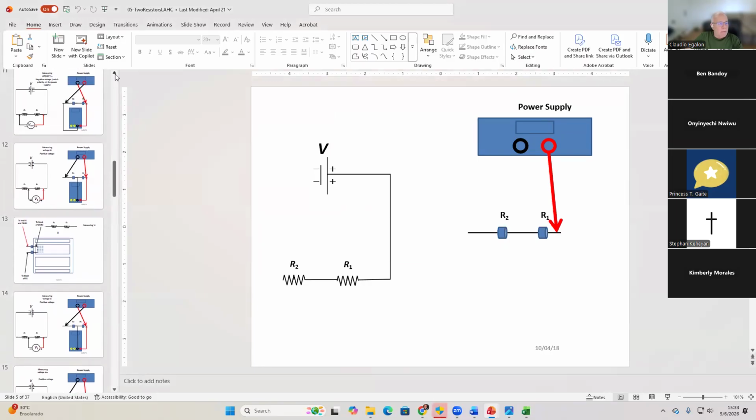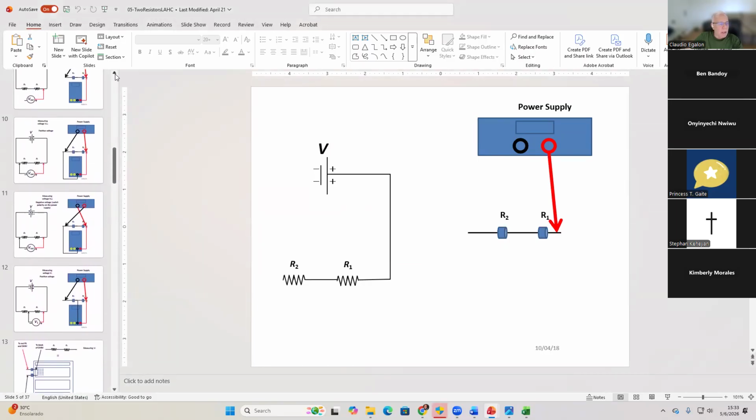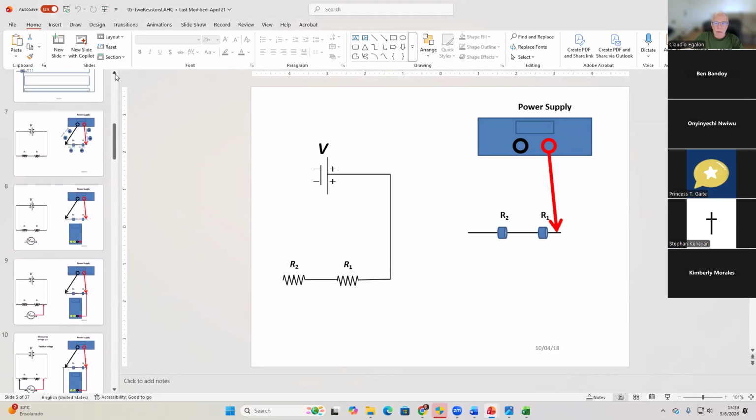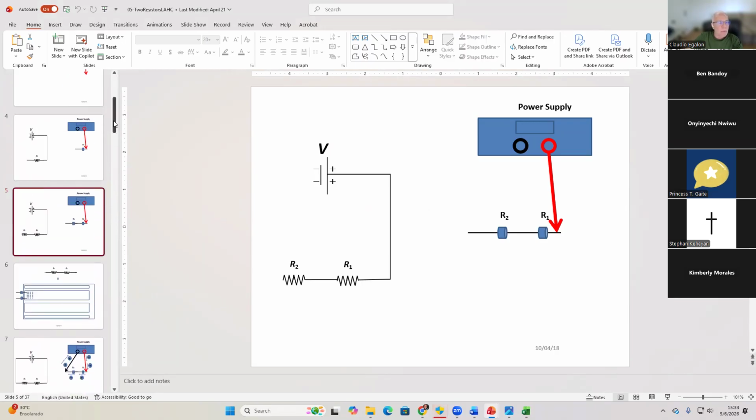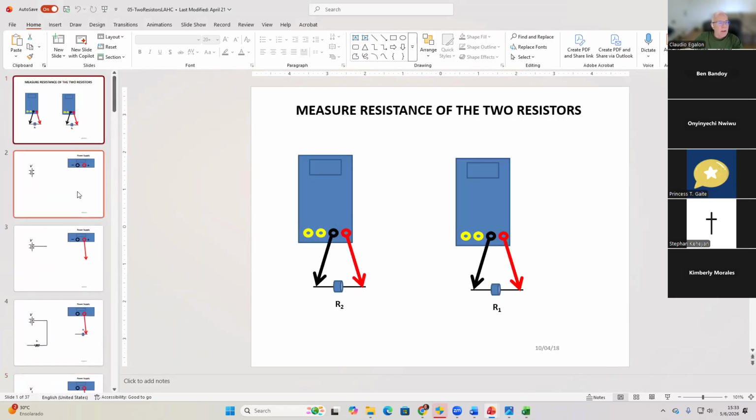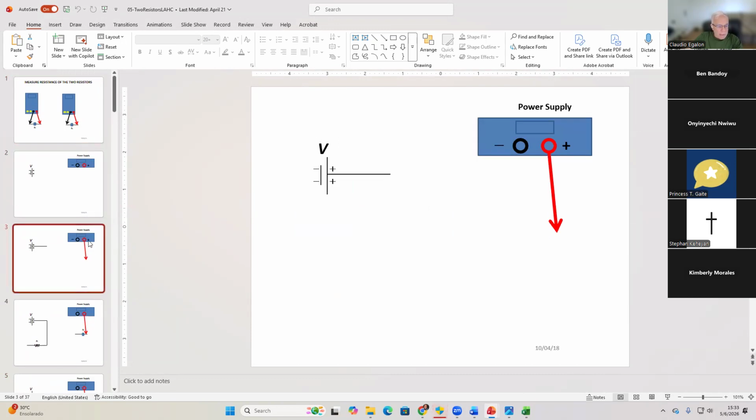Okay, because I prefer to use the multimeter, the bluish multimeter. Okay, here you go. We measure the resistors. Okay, we have to do that for the parallel. And then here we get the following: power supply.